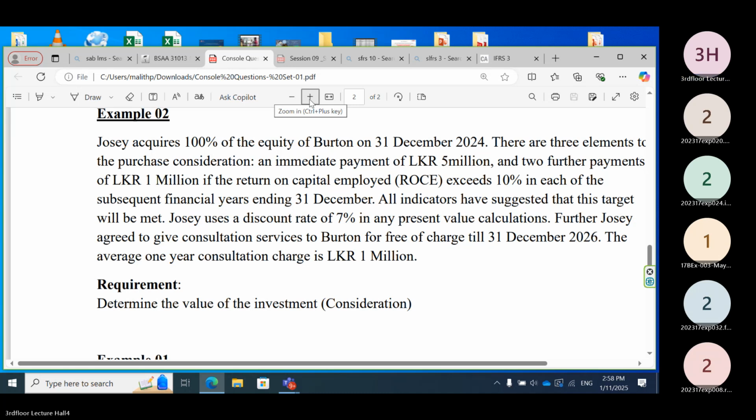Agreed to give consultation service to the buyer free of charge till 31st December 2026. Right? The average 1-year consultation charge is 1 million.